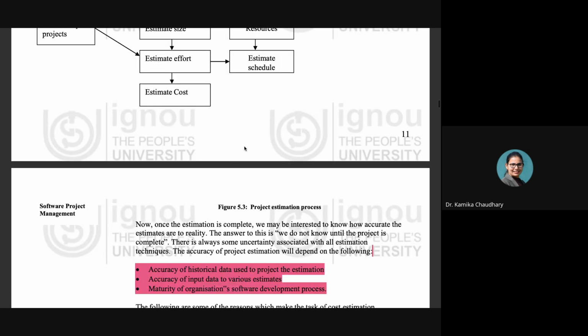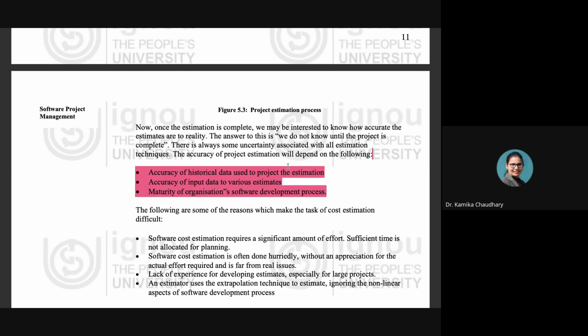Have you all understood these two diagrams? Yes, ma'am. Okay. Then we are going to move on to another thing, which tells us about the dependency of the accuracy of the project estimation. So obviously, when we keep repeating the term estimate, estimate, estimate, right? It is a possibility that this estimate can differ from the actual situation.